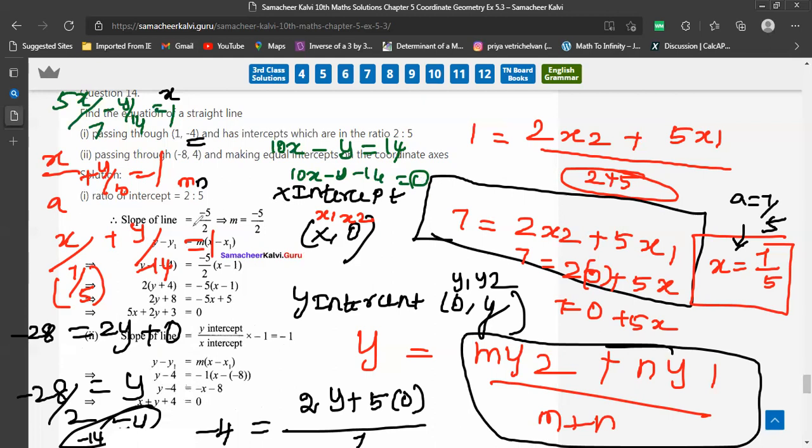I'm not sure how they used m as -5 by 2 here. Only you can solve this question by using the section formula. You will get the answer like this.